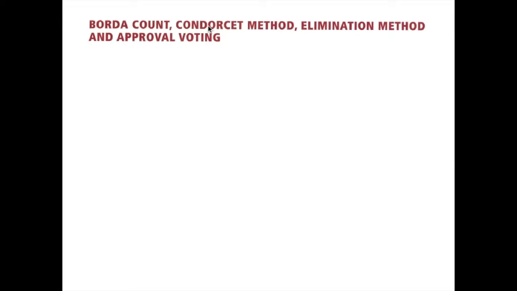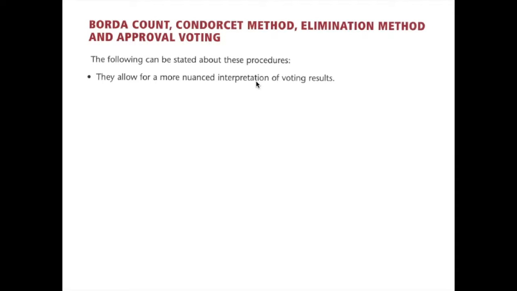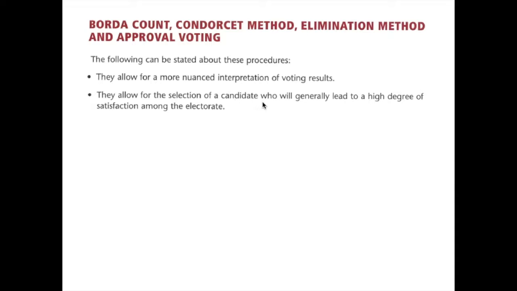The Borda count, Condorcet method, elimination method, and approval voting. The following can be stated about these procedures. They allow for a more nuanced interpretation of voting results. You're really getting at who should be elected. They allow for the selection of a candidate who will generally lead to a high degree of satisfaction among the electorate. But on the downside, they're complicated to implement.